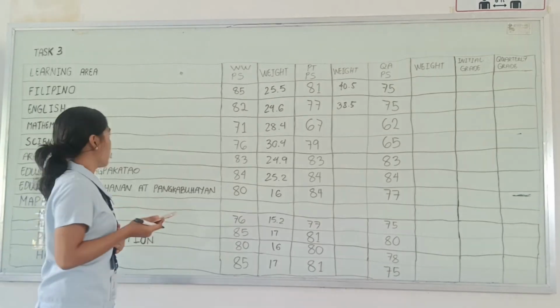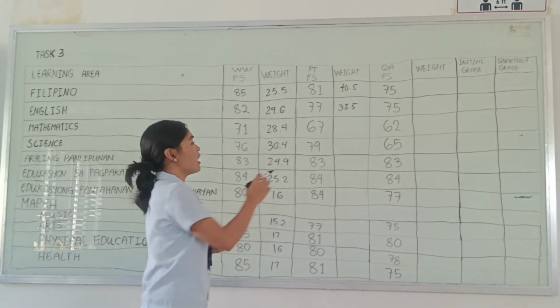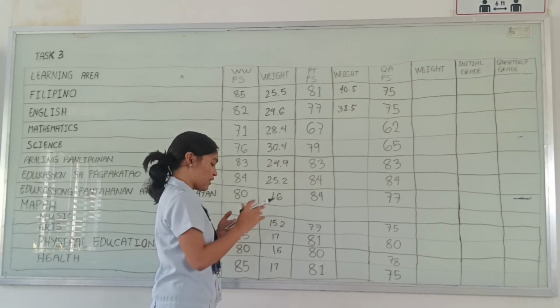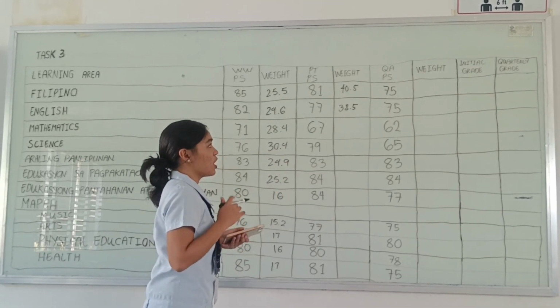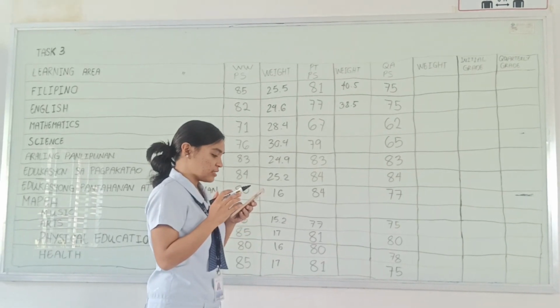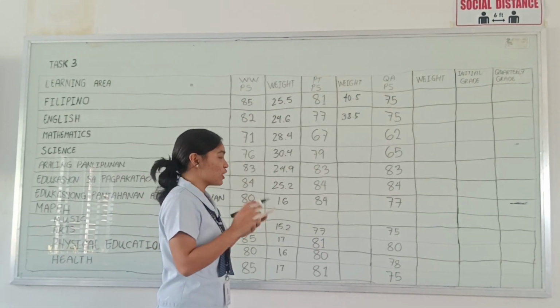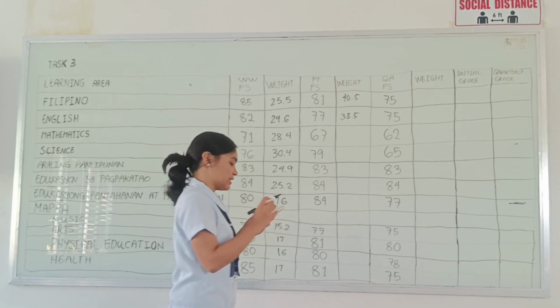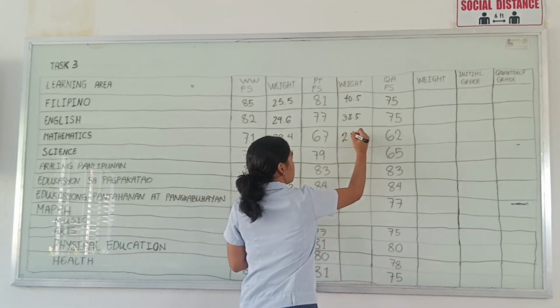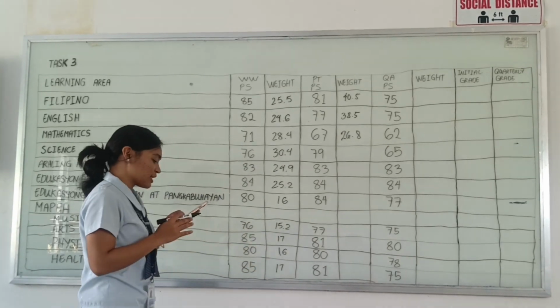Next, the subject is mathematics. We're going to have 67 as the partial score for this subject, and the weighted score for this subject is 40%. So 67 times 0.40 is equal to 26.8.